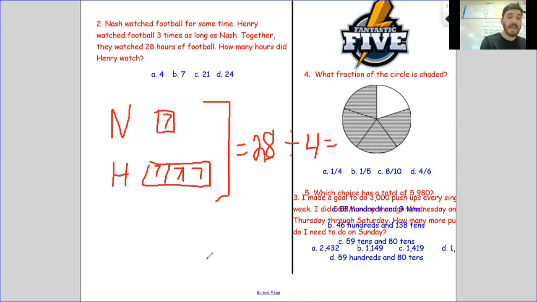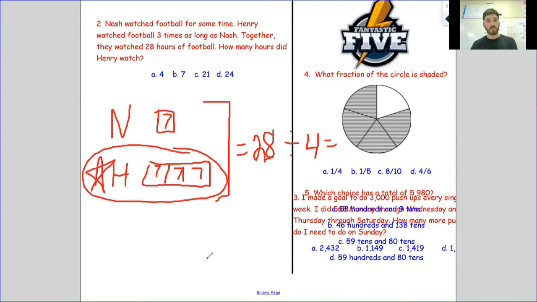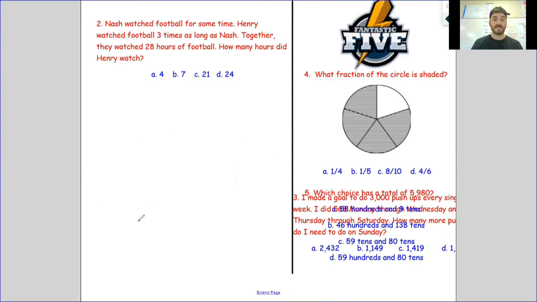How many hours did Henry watch? Nash is awesome, but for this question, we don't care about Nash or the Titans. So if we're looking at Henry's picture, you can go 7 plus 7 plus 7, or 7 times 3. Either way, you should get 21. Hopefully Henry's not watching 21 hours of football. So another multiplicative comparison problem where we literally just take what the problem gives us and put it in the right spots. I'm anxious for that quiz or that test, which will be coming up soon.